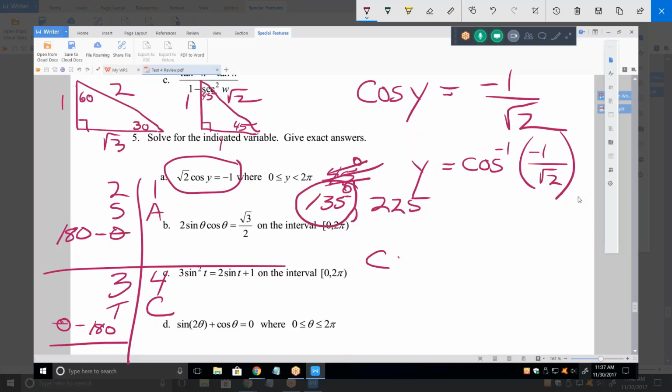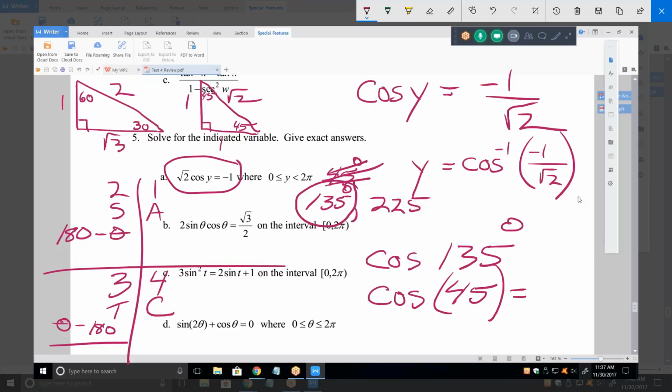First of all, if I said to you, what is the cosine of 135 degrees, what would you do? Do that manually, not in your calculator. What's that the same as? You would substitute 135 for theta, you would subtract it from 180, and you get 45. Only it's negative. So the cosine of 135 is the same as the cosine of 45, which is 1 over root 2, but we're in the second quadrant, so it has to be negative.